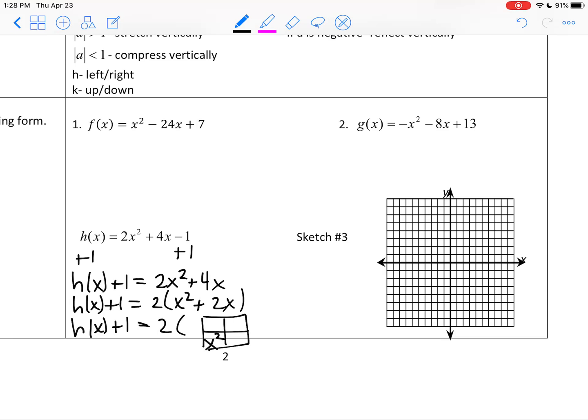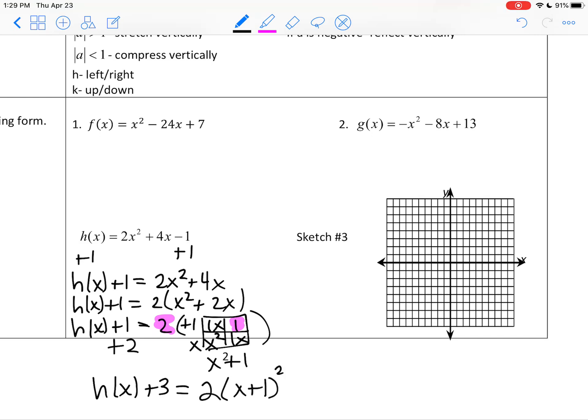So take that 2x divided by 2, that's going to give me 1x and 1x. So it's x plus 1, x plus 1. 1 times 1 is 1. So what I'm going to add on the other side is 1 times 2. So I'm going to add 2 to the other side. And I've got h of x plus 3 equals 2 times x plus 1 squared. Move the 3 over, and I get h of x equals 2 times x plus 1 squared minus 3.